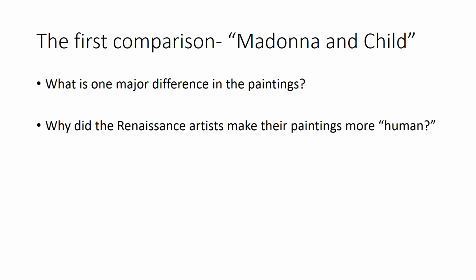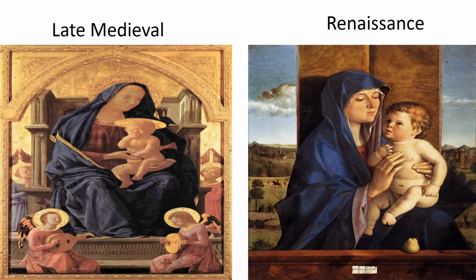The first comparison we're going to look at is Madonna and Child. Look at these questions: What is one major difference in the paintings? And why did the Renaissance artists make their paintings more human? On the left is the medieval painting. Notice the differences here. What's around Mary's head? Madonna with Child is Mother Mary and Jesus, if you didn't know that. Also, what's around baby Jesus' head, these cherubs and these angels? Of course, they have a halo. Then look at the picture on the right. Do you see a halo?